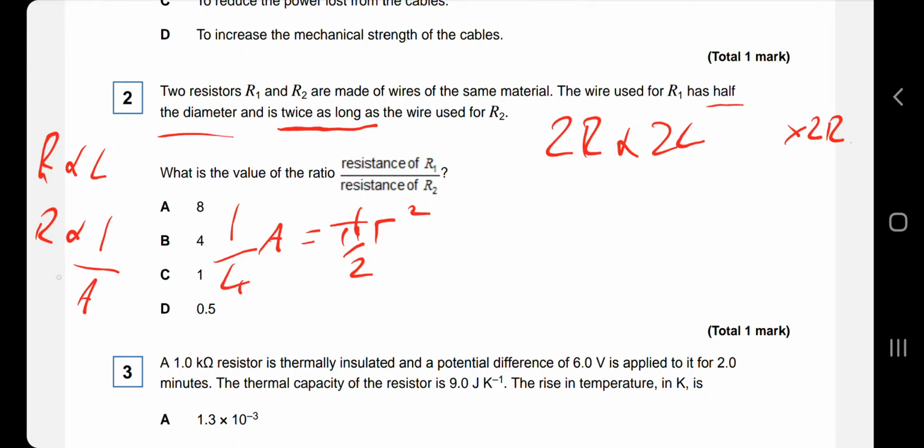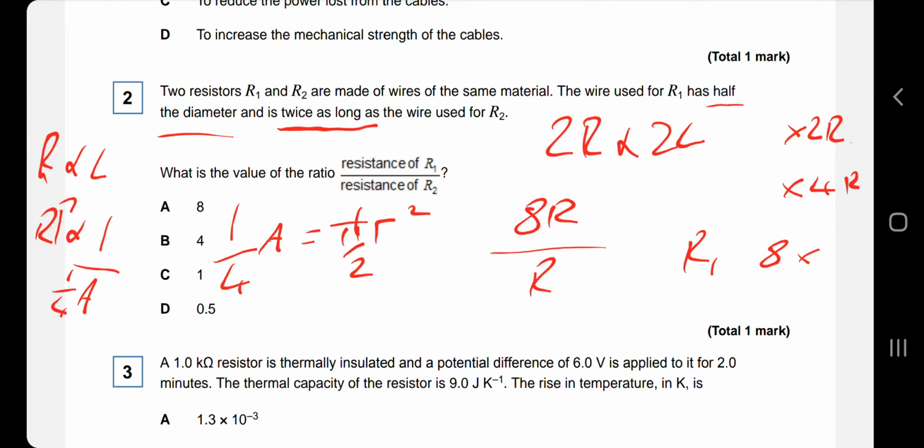Going back to our relationship between resistance and cross-sectional area, if we get a quarter of the area, that means the resistance would go up and do the opposite because they're inversely proportional. The resistance would go up by a factor of 4. So we get a times 4R. So essentially we've now got a times 4 and a times 2. So the resistance of R1 would be 2 times 4, so 8 times greater. So the ratio R1 over R2 would be 8 lots of resistance divided by 1 lot of resistance. They cancel out, leaves us with 8, so the answer is A.